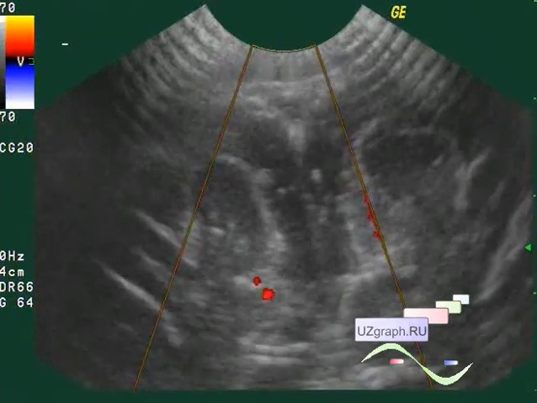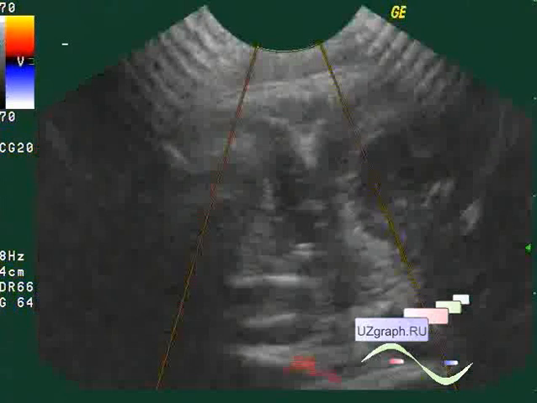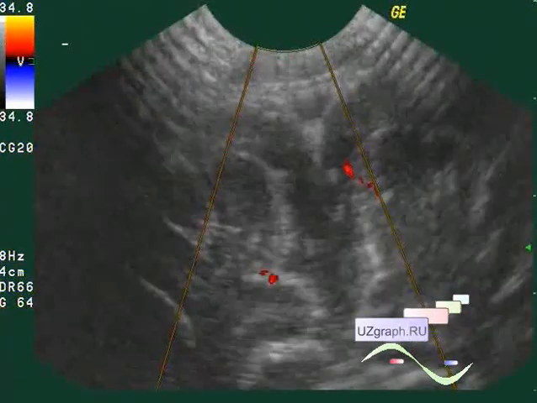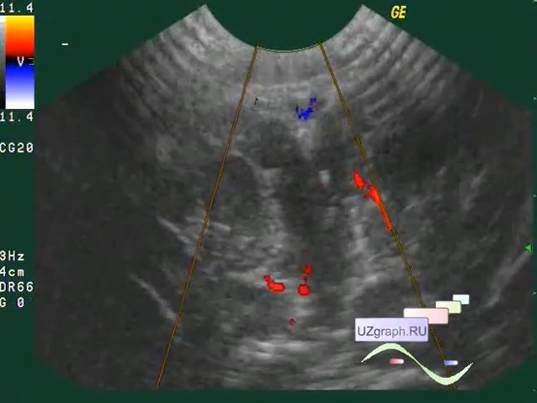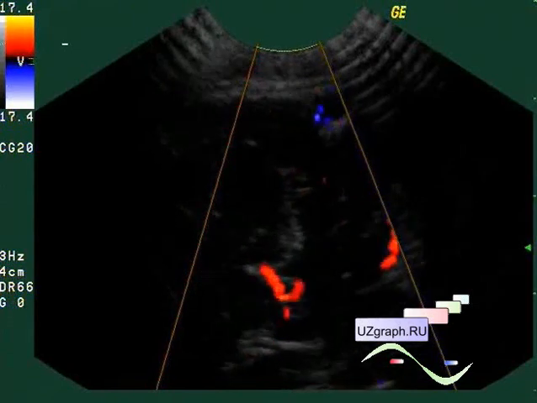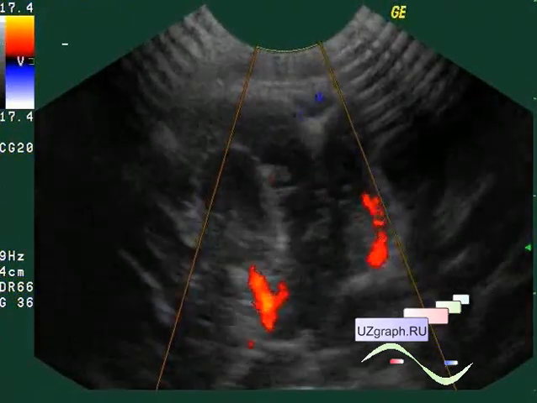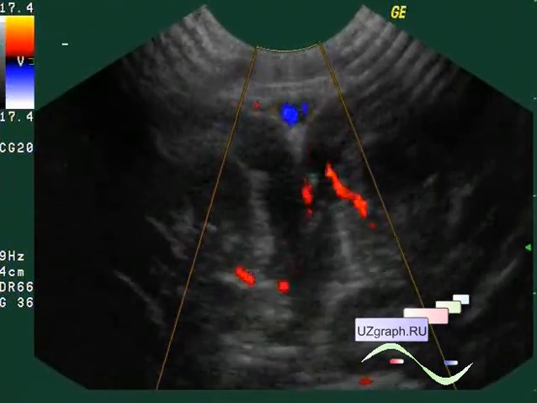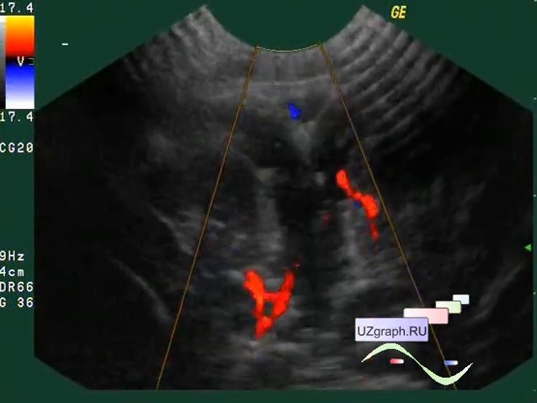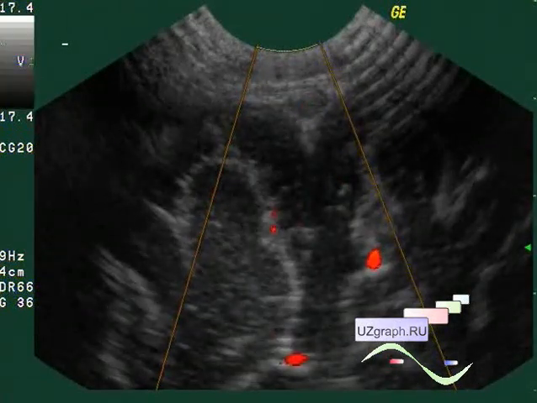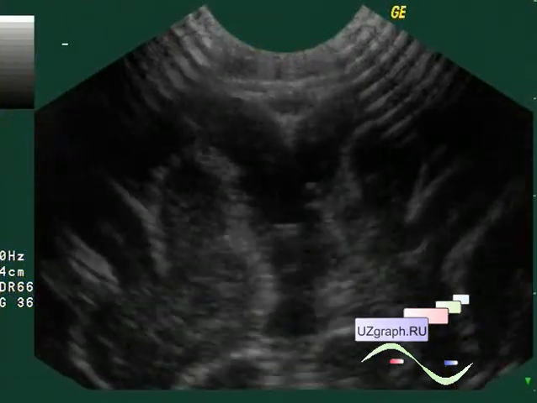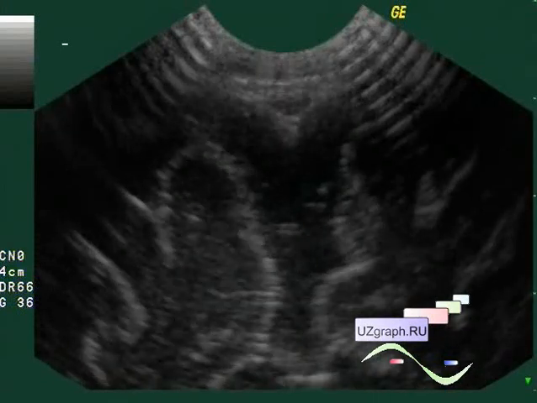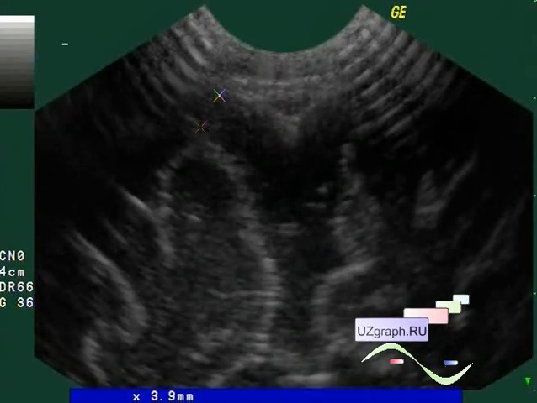Also, in a zoom mode, we analyze the subconvexital space, subarachnoid or subdural space. And in the case of dilatation, we measure the subconvexital space. There are several measurements, named sinocortical width, craniocortical width, and interhemispheric fissure width.